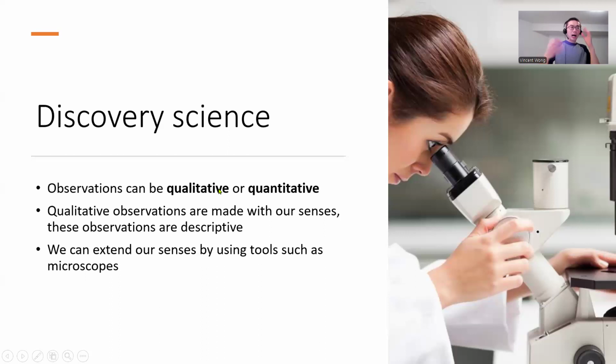Okay. Our senses are relatively limited though, okay? We can't see very far, we can't see very small necessarily. So a lot of times scientists use various tools to help extend our senses. So we can look at very small things using a microscope. We can look at things that are really far away using a telescope, right? So we extend our senses.